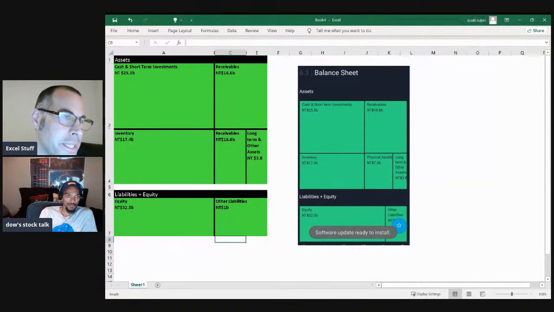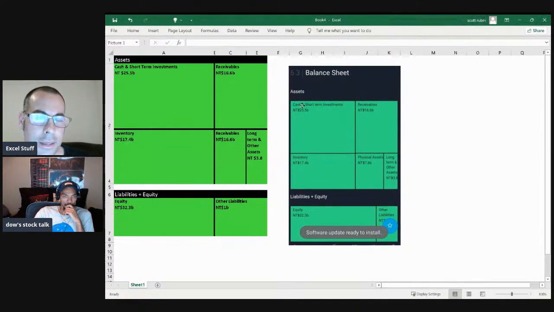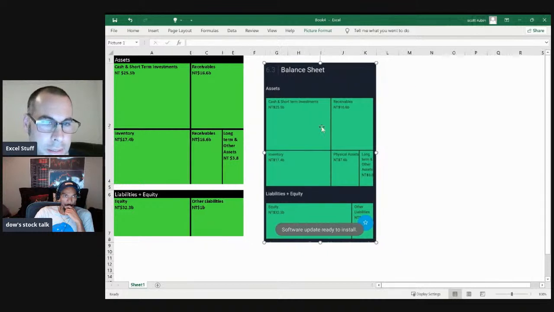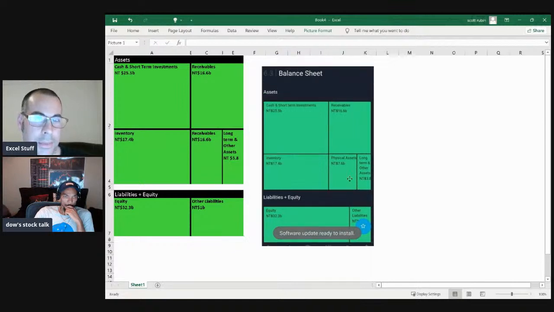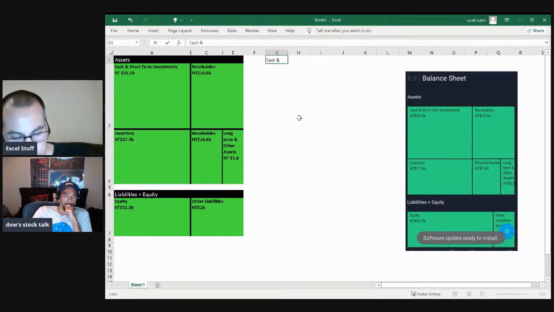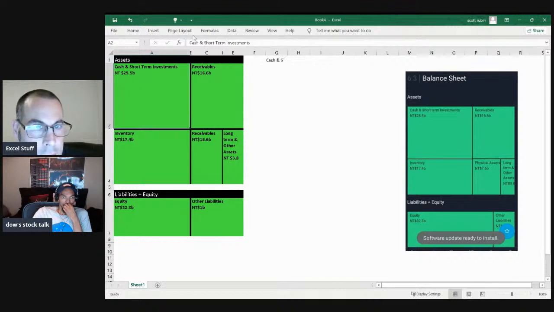This is Dow's Stock Talks. He has a channel talking about stocks as well, and he wanted to put this chart from Simply Wall Street into Excel, so we could kind of use it for personal reasons. So that's pretty much what it would look like manually, but if you were to do it more dynamically, let's just see if I can do this.